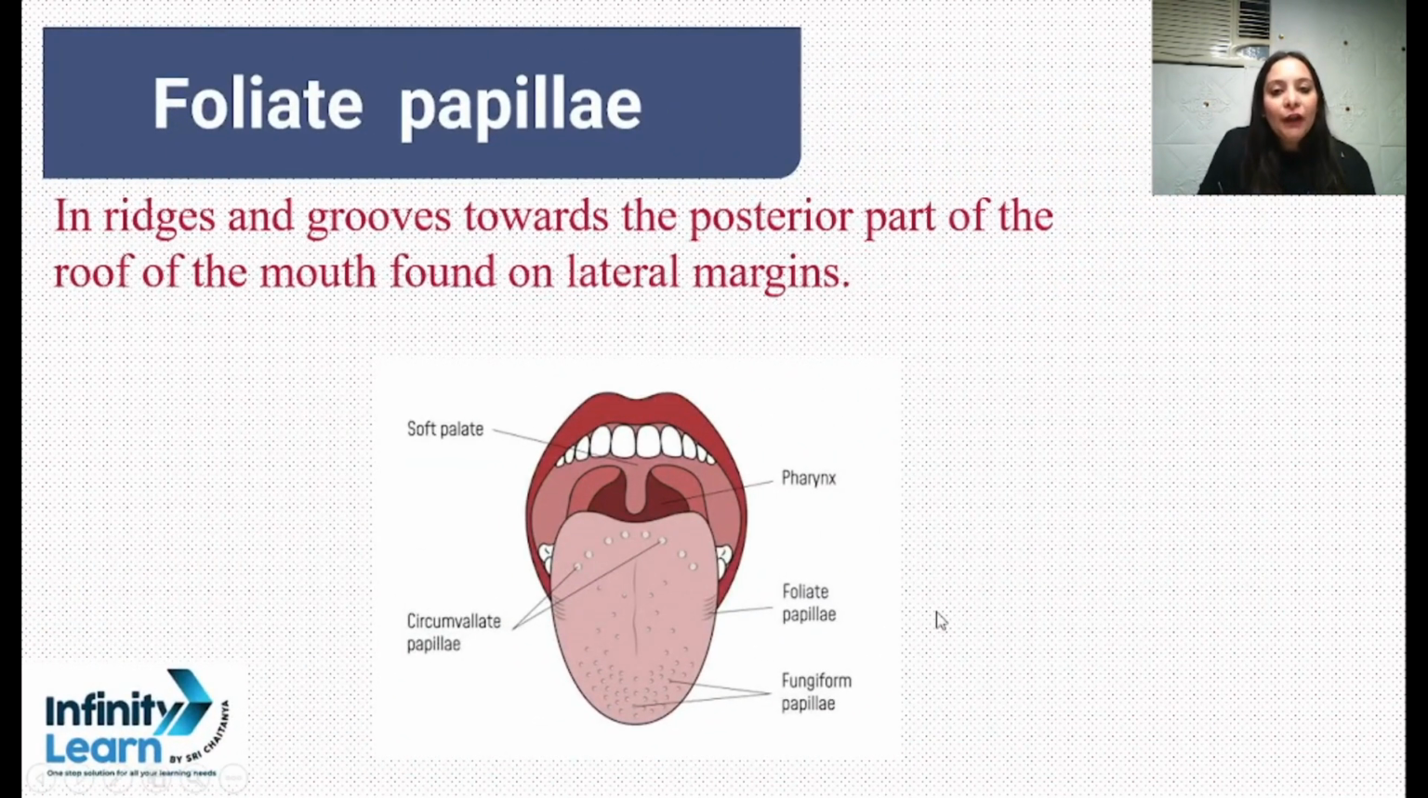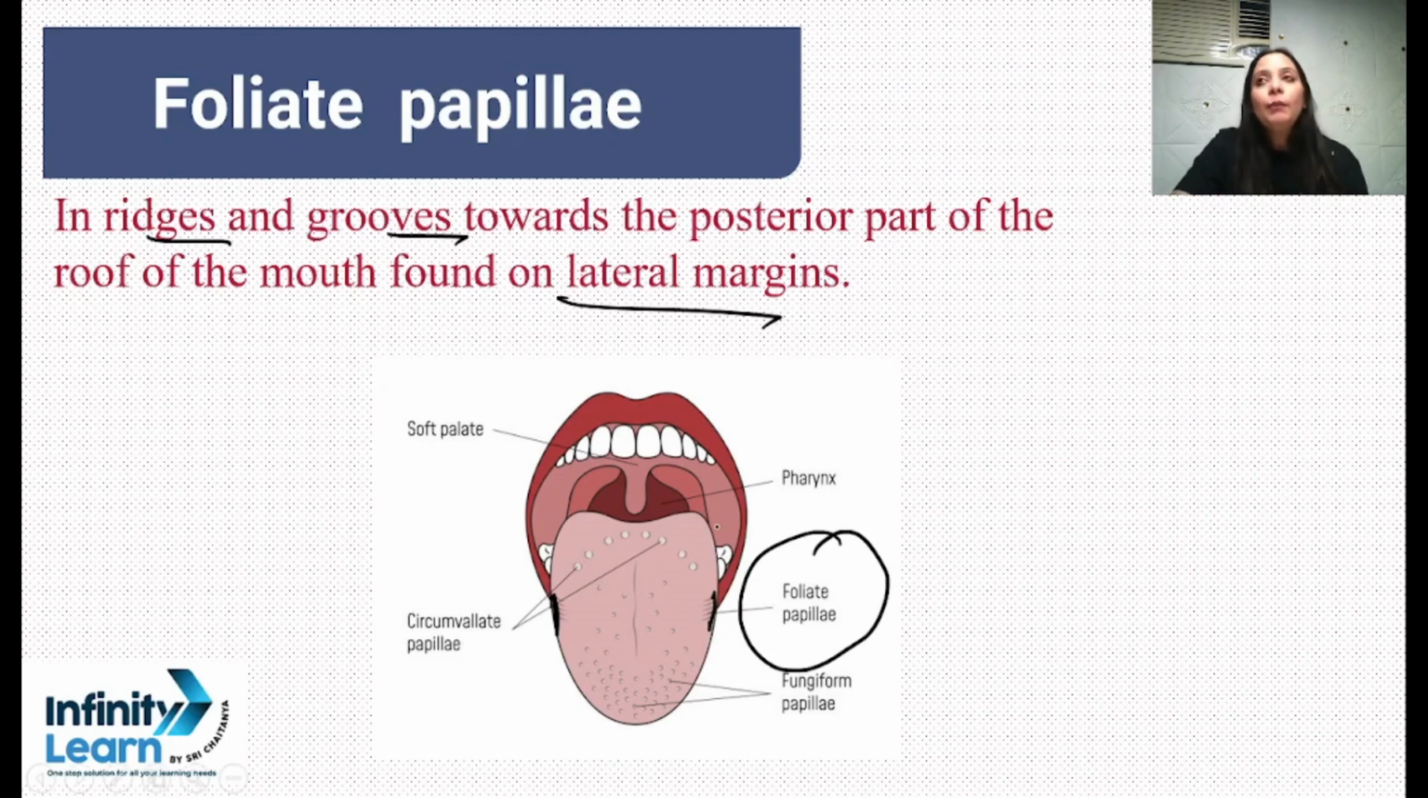Another one is foliate papillae, and you can see that it looks like ridges and grooves towards the posterior part of the roof of the mouth, found on the lateral margins. So these are foliate papillae.